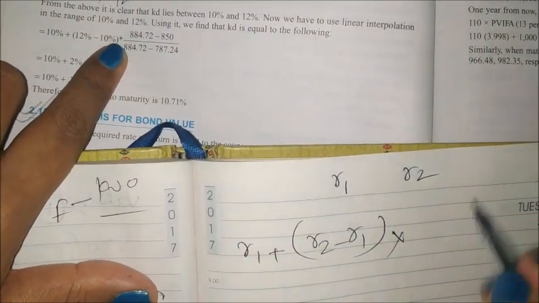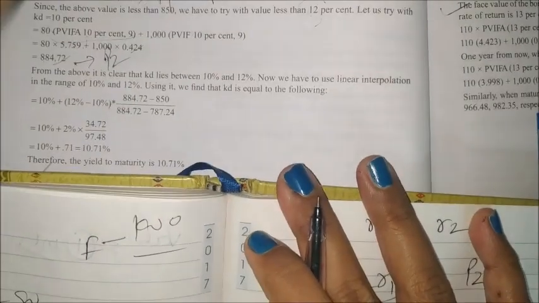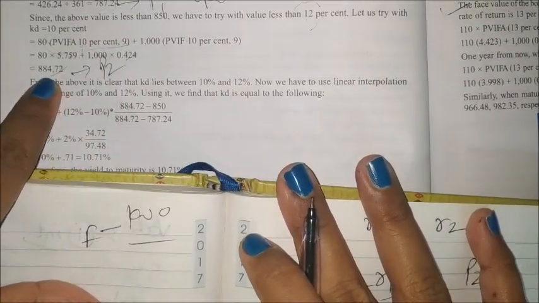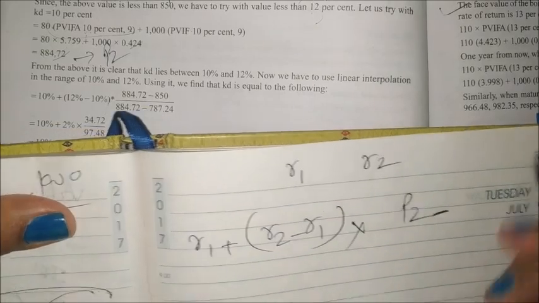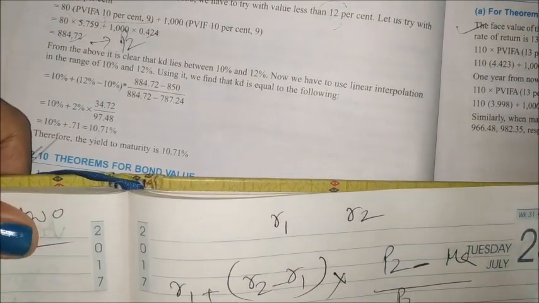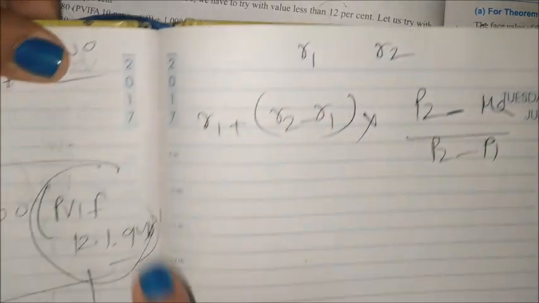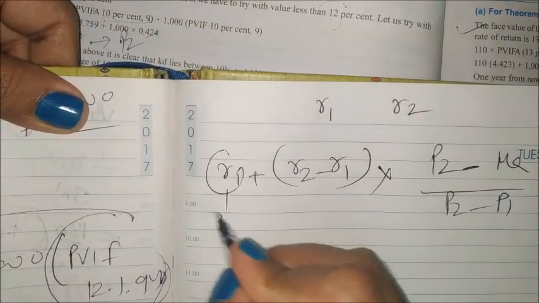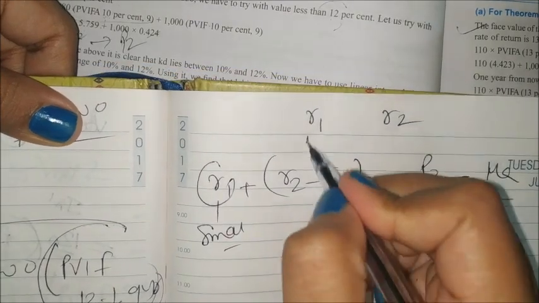884 means P2, my higher amount. My higher amount 884 minus the market price. The market price is 850, which is given in the question. That is divided by P2 minus P1. That's all. Hope you understand. R1 is my small rate of interest. Out of 10 and 12, 10 is small and R2 is higher.